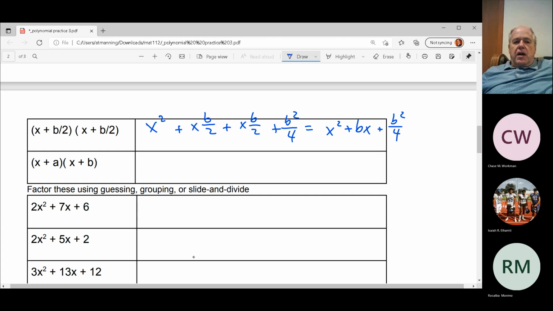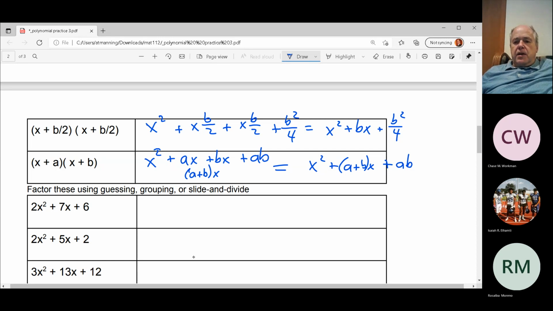Let's do another one. Suppose I have x plus some number a, multiplied by x plus some number b. Well, I know that that's going to be my first, that's x squared, plus ax, plus bx, plus ab. Well, I can write that as a plus b times x. Well, what do I get? x squared plus a plus b x plus a times b.